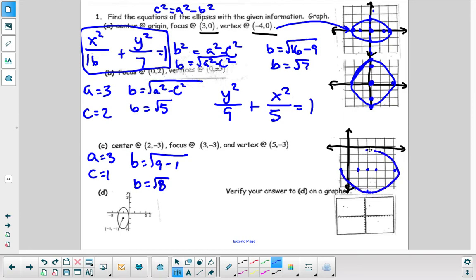Connecting. And this is probably the closest to a circle as you'll have between them because A and B are really close to each other. But it's stretched horizontally a little bit. It's centered at 2, negative 3, so we're going to have x minus 2 squared over a squared. And then we're going to have y plus 3 squared over square root of 8 squared, and equals 1.